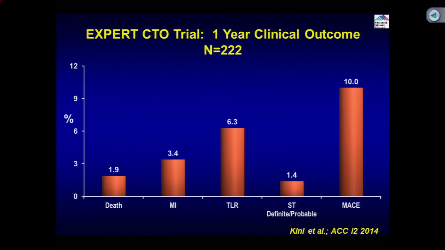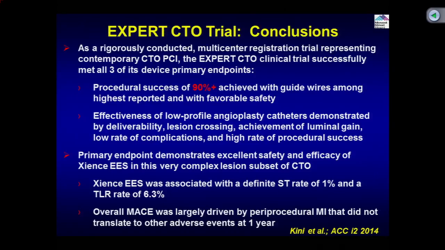And this is the final 1 year clinical outcome. If you take there, 1.9% death, but important is clinical TLR, which was 6.3, significantly lower than any other CTO registry that has been published in the literature. And stent thrombosis again was very low, 1.4. Knowing that it's done in the CTO patient, very long stent length, and whatever the DAPT, this stent thrombosis happened on DAPT therapy.